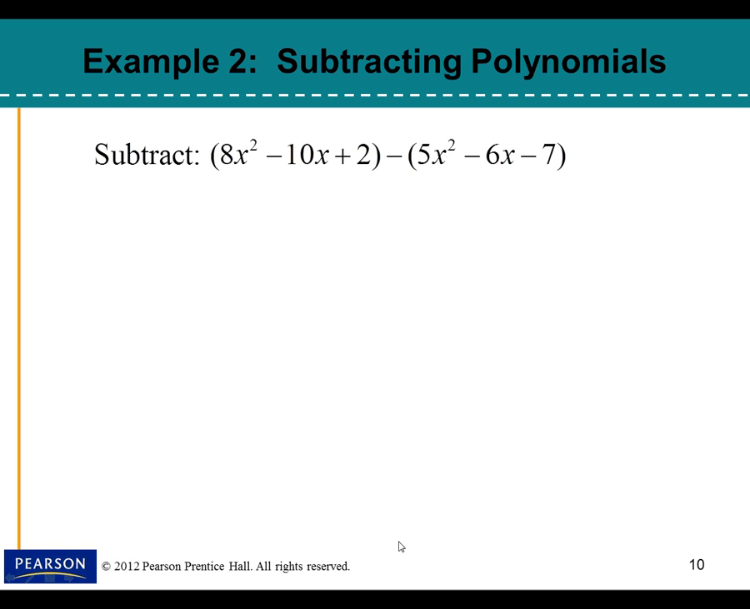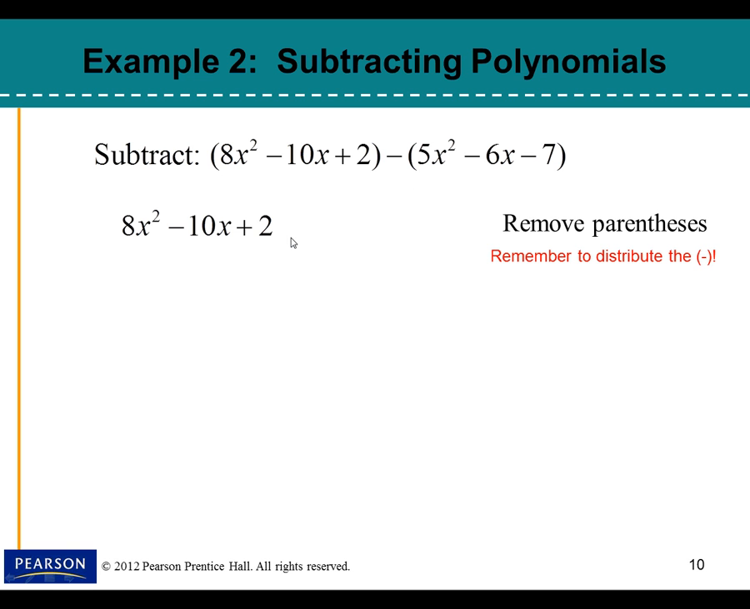Okay, if you're subtracting polynomials, you've got to remember that first you need to remove those parentheses, but when you do that, you have to remember to distribute that negative sign. And what that's going to do, first off, the first polynomial doesn't change, 8x squared minus 10x plus 2. But when you distribute a negative, as we have seen many times in the past, it changes the sign of every term inside the parentheses.